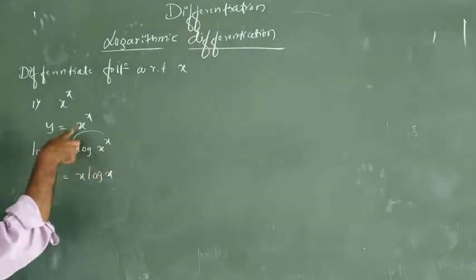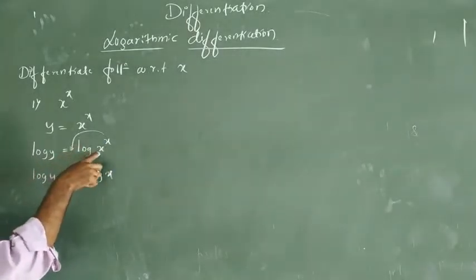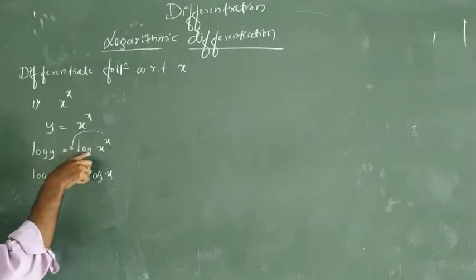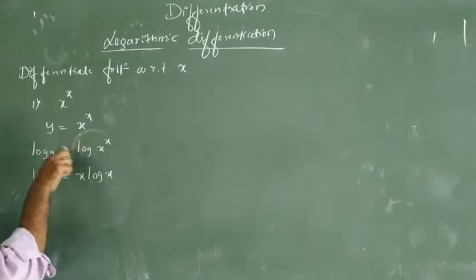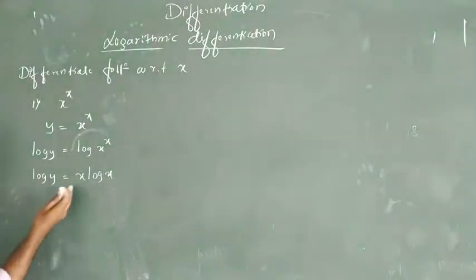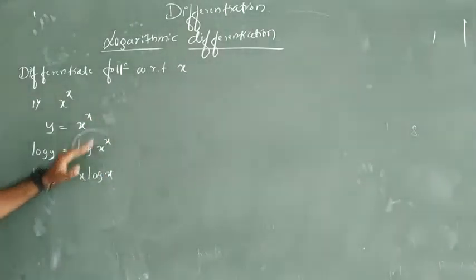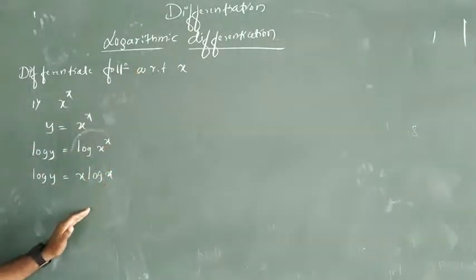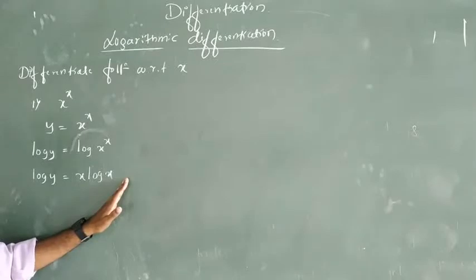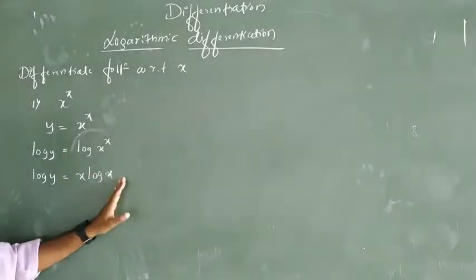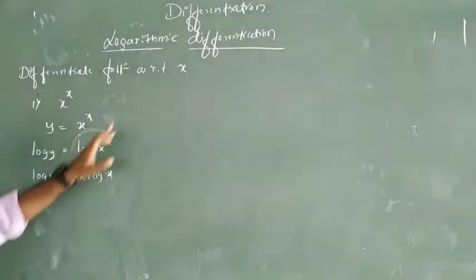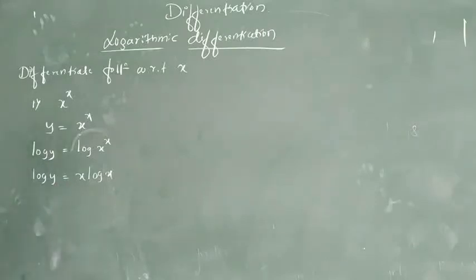So this x is going to take the place of here. Log of m raised to n is nothing but n log of m. Got it? Okay. So now after applying the log, we have to differentiate this function with respect to x. If there are any logarithmic properties, first you apply the logarithmic properties and then differentiate this function with respect to x.